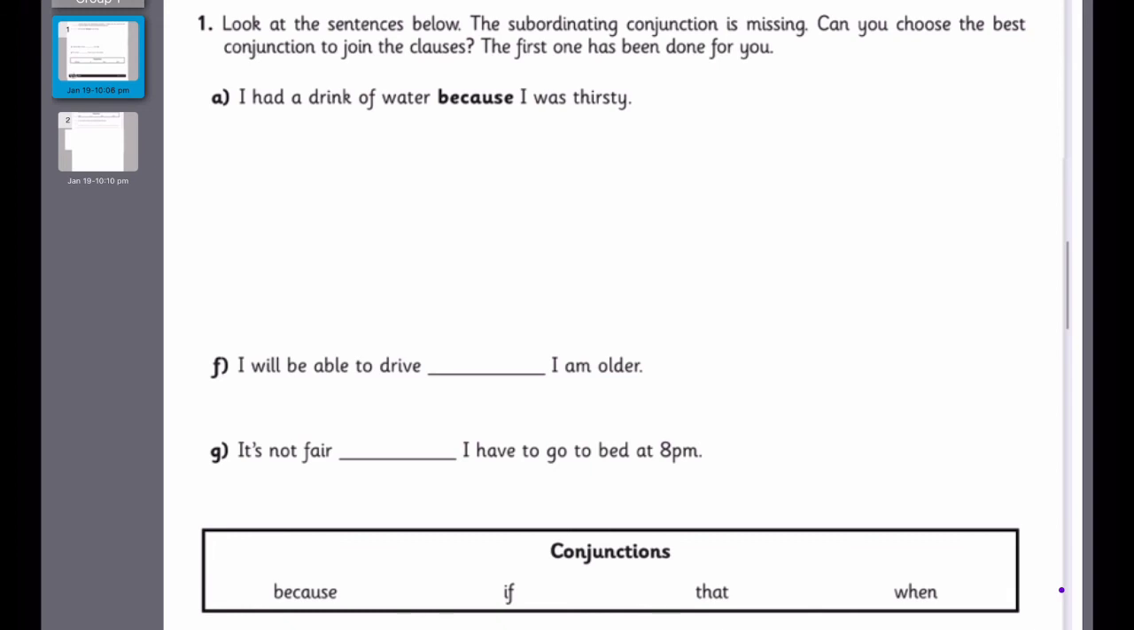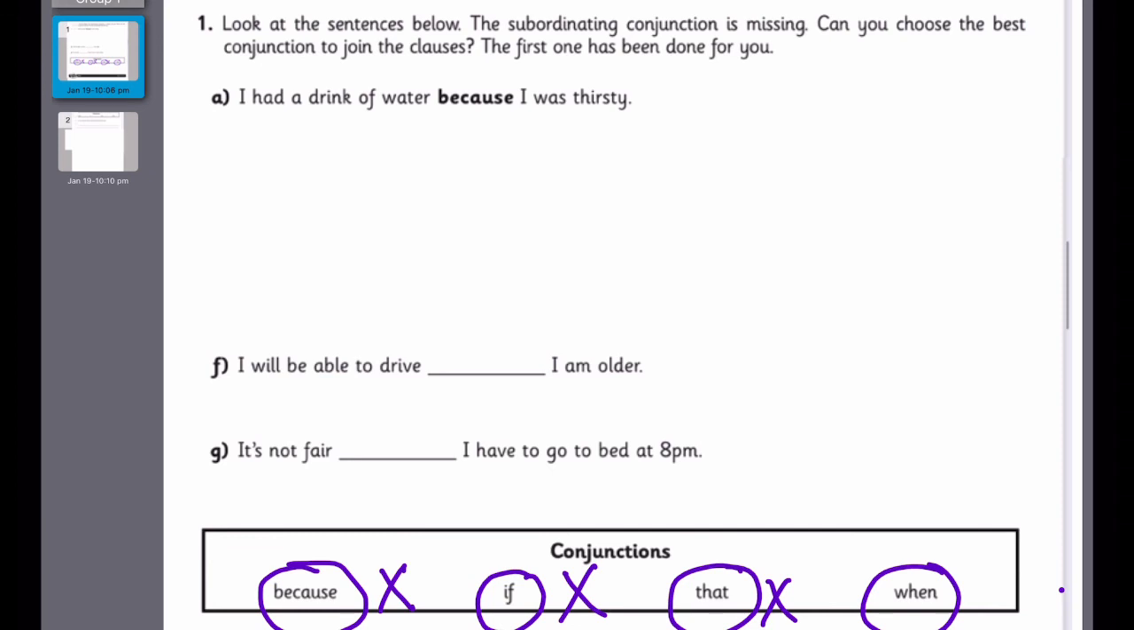I will be able to drive. I am older. What conjunction best fills the gap? Is it because, if, that, or when? If you're not sure, try them all. Which one sounds right? I will be able to drive because I am older. No, it's not that one. I will be able to drive if I am older. No. I will be able to drive that I am older. No, still doesn't make sense. I will be able to drive when I am older. Yes, it's that one. Let's pop it in.